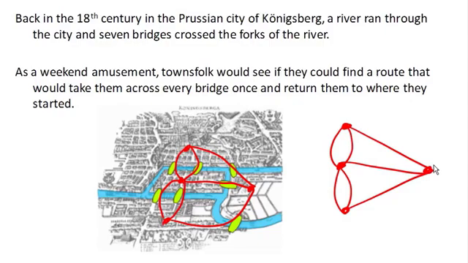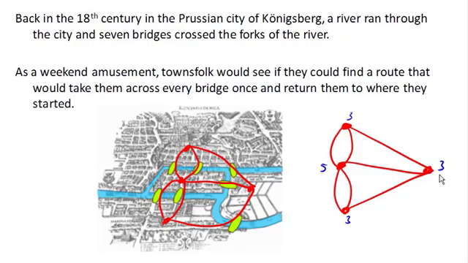And so the question we could ask is, is it possible to find a route that would take them across every bridge once and return them to where they started? And you'll notice that if we look at the degree of these vertices, we have degree 3, degree 5, degree 3, and degree 3.